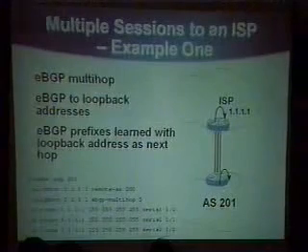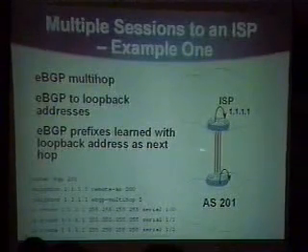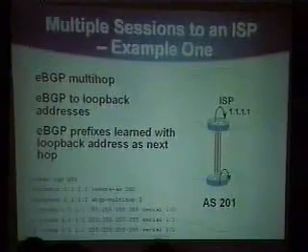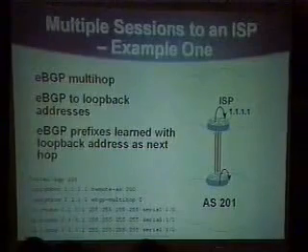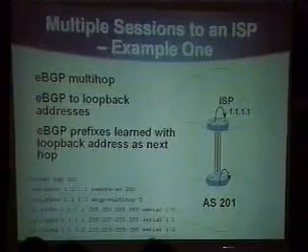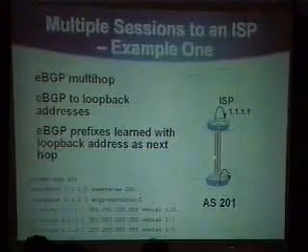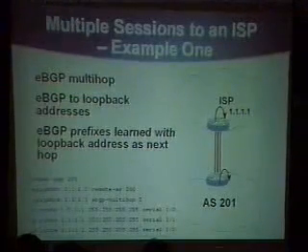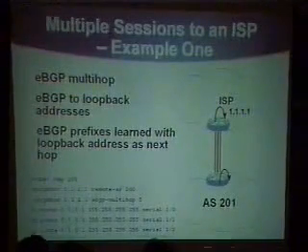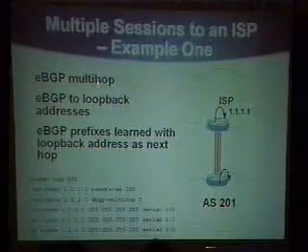What about multiple sessions to one ISP? Well, if you have a situation like this where you've got multiple circuits, you can use eBGP multi-hop, where you run eBGP between the loopback interfaces. So you can load share over these three circuits. If just pointing static default at both ends isn't enough for you, or the traffic is too strange to try and deal with that, you can use eBGP multi-hop.